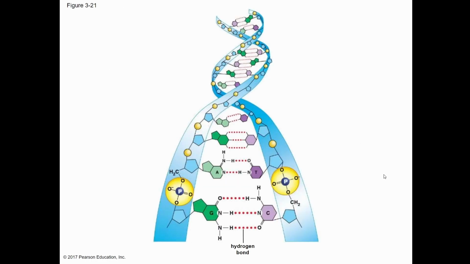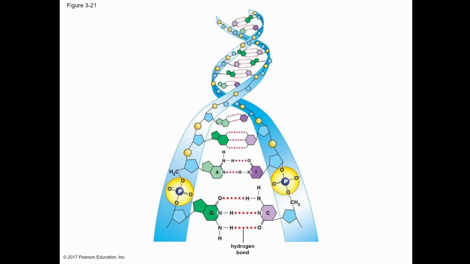Also notice the basic structure of DNA. The nitrogenous containing bases are in the center, and the sugar and phosphates make up the backbone or the sides. So the sugar phosphate backbone with the nitrogenous bases in the center is the basis for the structure of DNA.